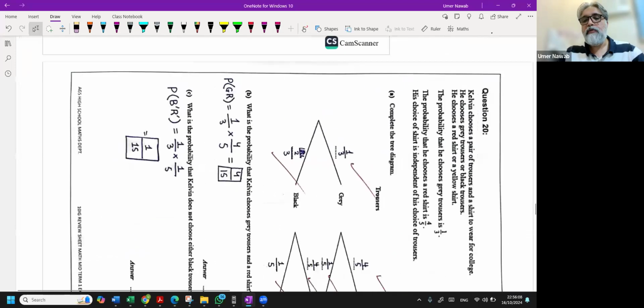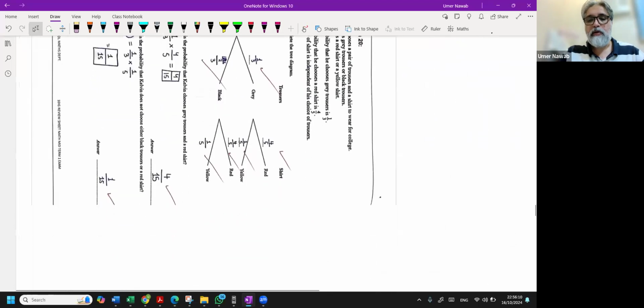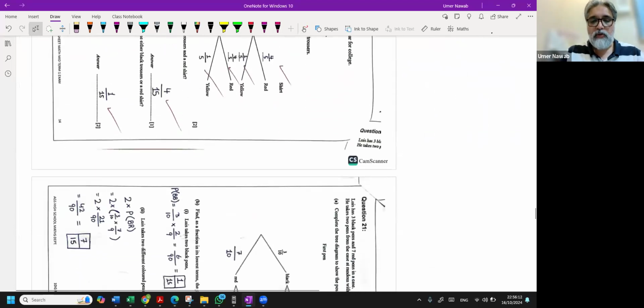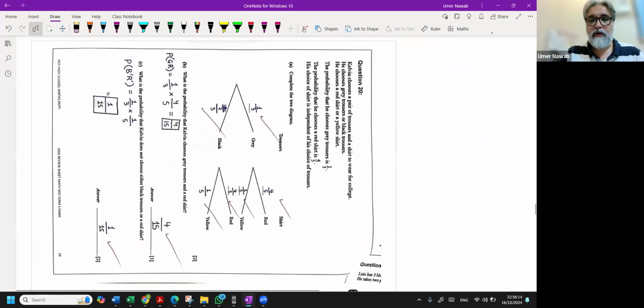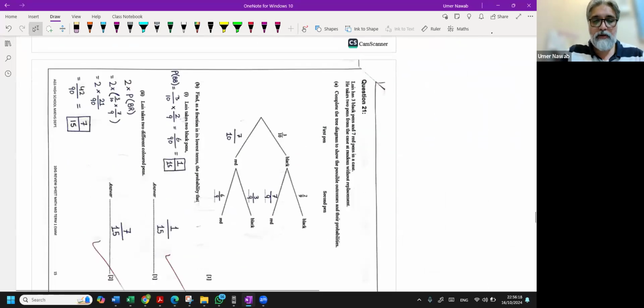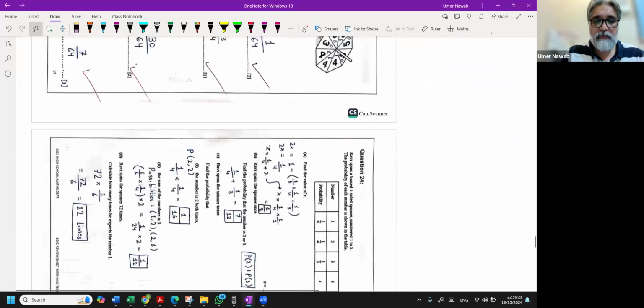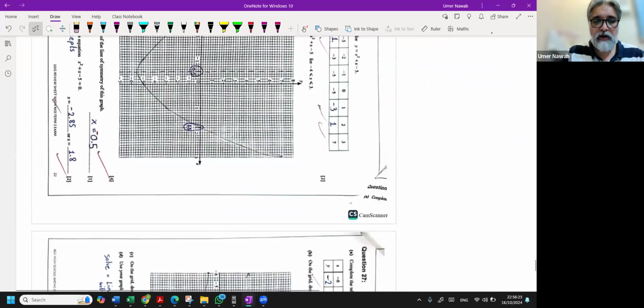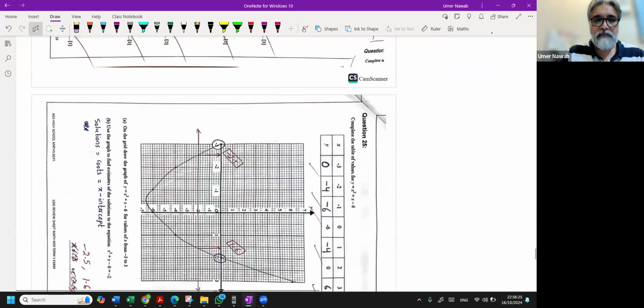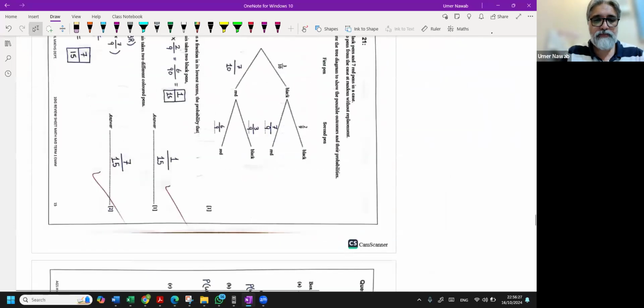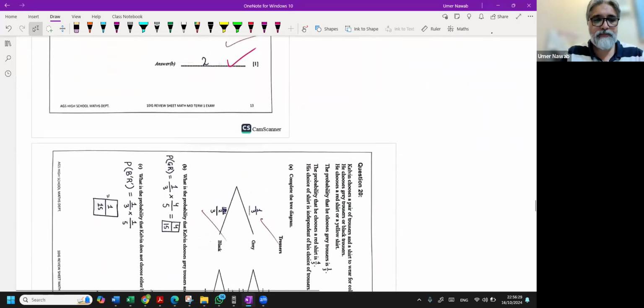Now finally we come to the probability questions, guys. So now we have probability questions. I want to show you here. We have all of them in landscape form. Let me check how I can fix it.